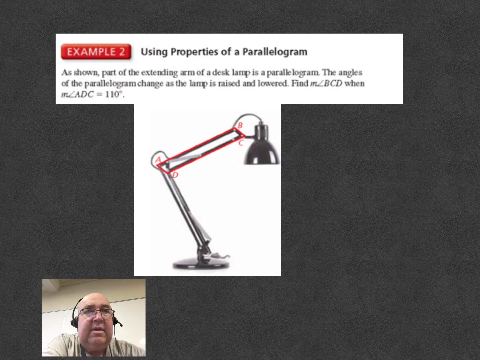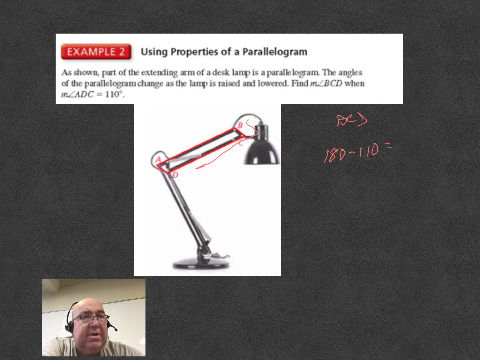So, as shown in the diagram of the extending arm, the angles of the parallelogram change depending on how the lamp is raised or lowered. So we want to find BCD, which is this angle, when we know that ADC is 110. So because they're supplementary, 180 minus 110 is equal to 70, and that is the measure of angle BCD.